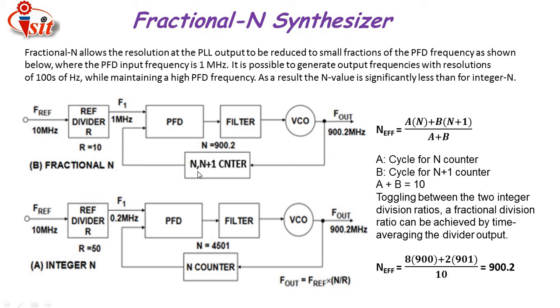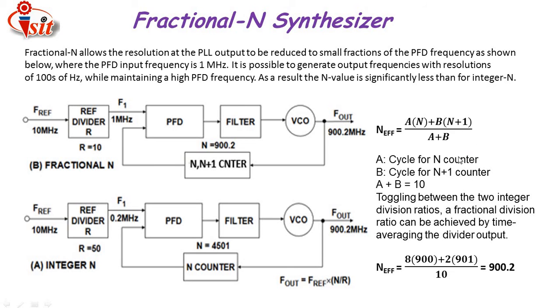The N divider circuit counts N plus 1. Along with this, the count will be increasing, and that increased value is again applied to the frequency divider circuit, along with the reference divider circuit. Here we are using fractional N, and here we are using integer N. By combining both, fractional N and integer N, we get a very essential value, N_eff, the effective N value, which is equal to integer N plus fractional N, divided by A plus B, where A is the cycle for the N counter and B is the cycle for the N plus 1 counter.